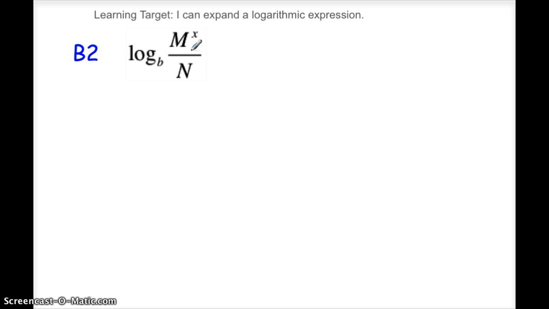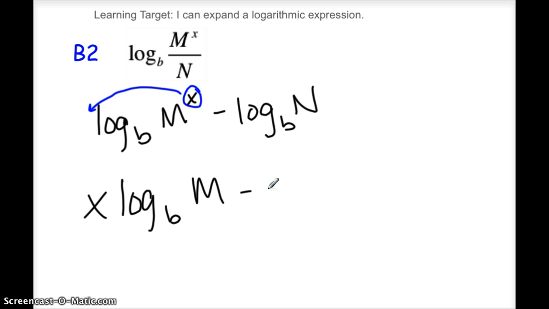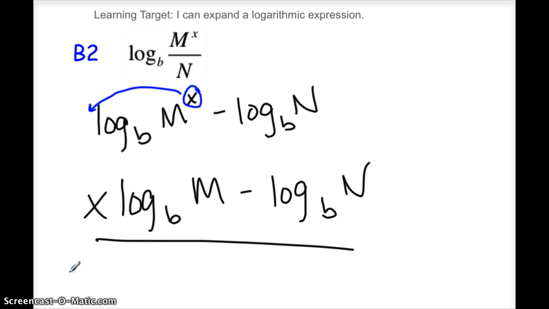Likewise, we have division, so we'll first break up with subtraction. But then go back and notice that one of my logs still has a power, so that first one, I need to bring the x out front. So I'd have x log base b of m minus log base b of n, and this would be my final expansion.